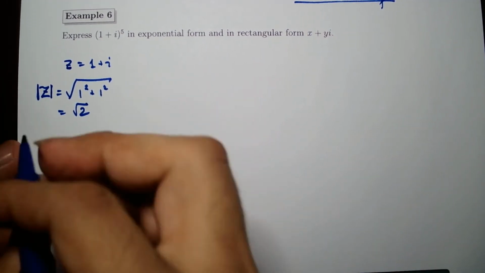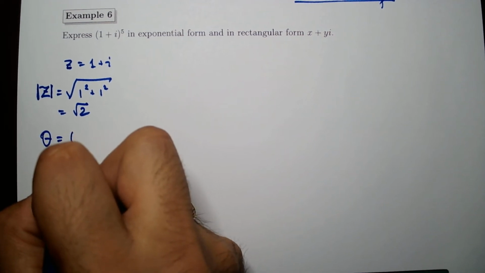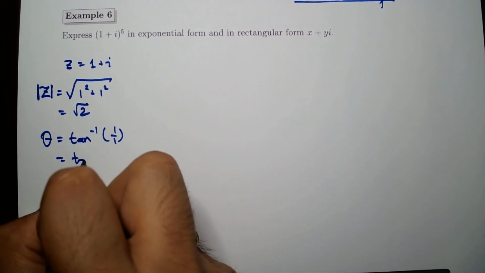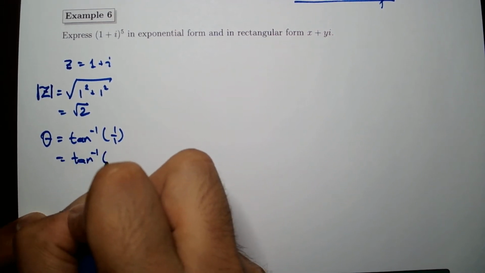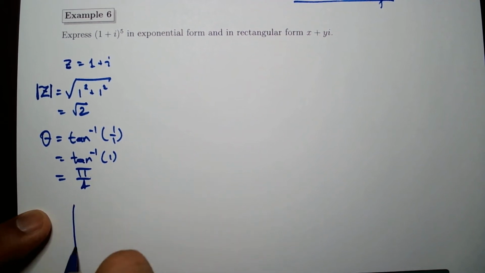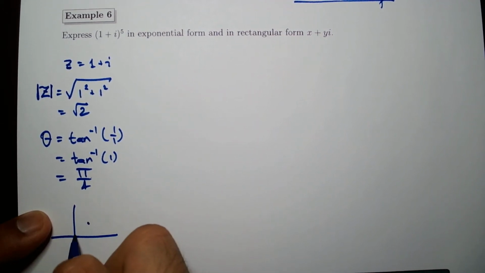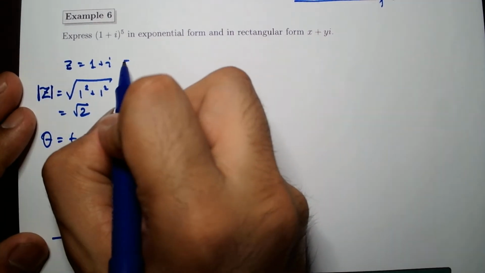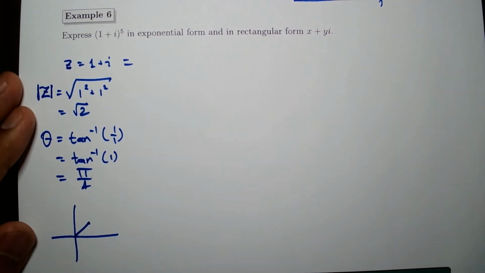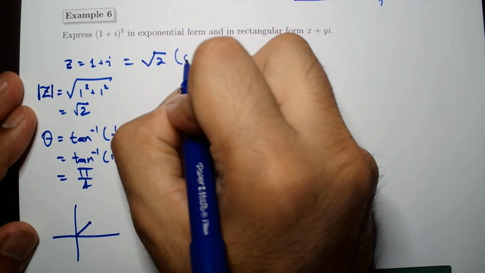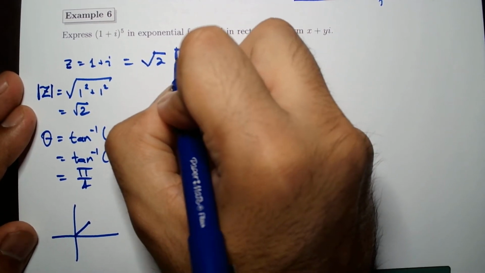Let's find the angle, which is tangent inverse of 1 over 1, which is tangent inverse of 1, which equals pi over 4. Plot the point 1 comma 1, that's 45 degrees, or pi over 4. And let's first write this using r cosine theta.